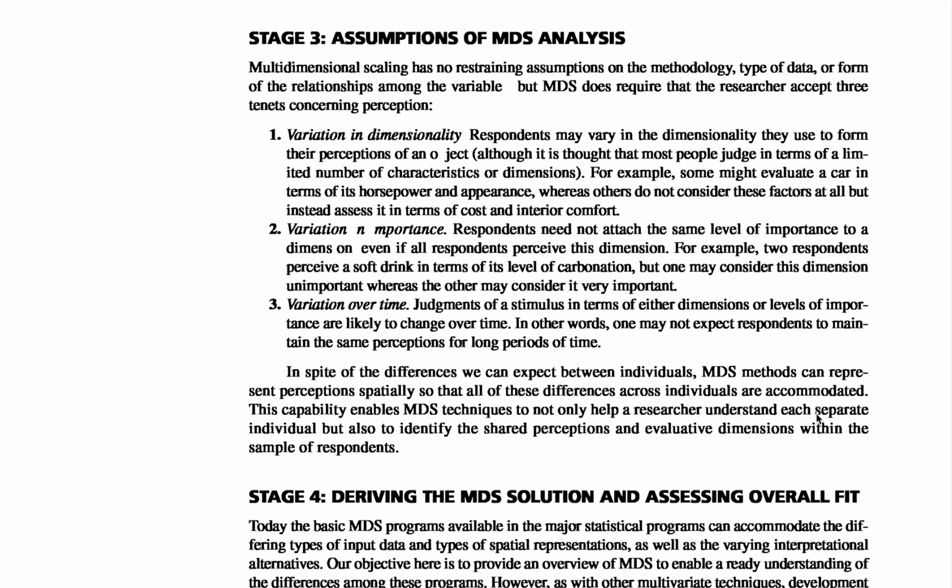In spite of the differences we can expect between individuals, multidimensional scaling methods can represent perceptions spatially, so that all of these differences across individuals are accommodated. This capability enables multidimensional scaling techniques to not only help a researcher understand each separate individual but also to identify the shared perceptions and evaluative dimensions within the sample of respondents.